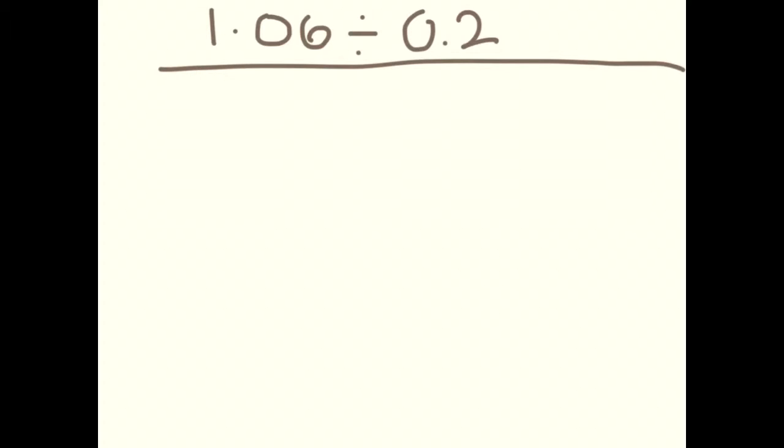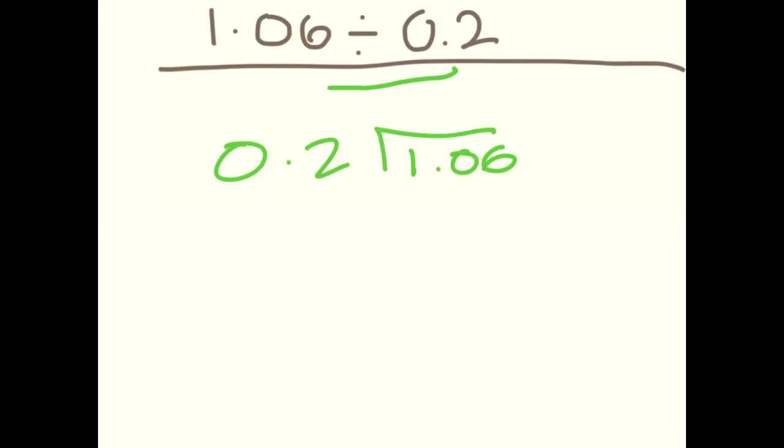Okay, today I will be teaching you on how to divide decimals. So what you write first is 0.2 divided by 1.06. And a good way to remember this, to put 0.2 first and 1.06 last, is the first shall be last and the last shall be first.